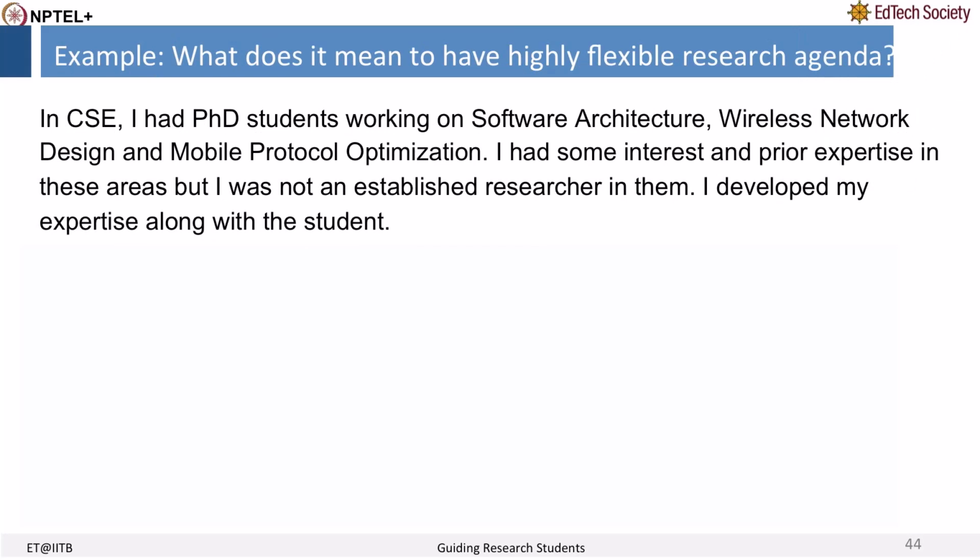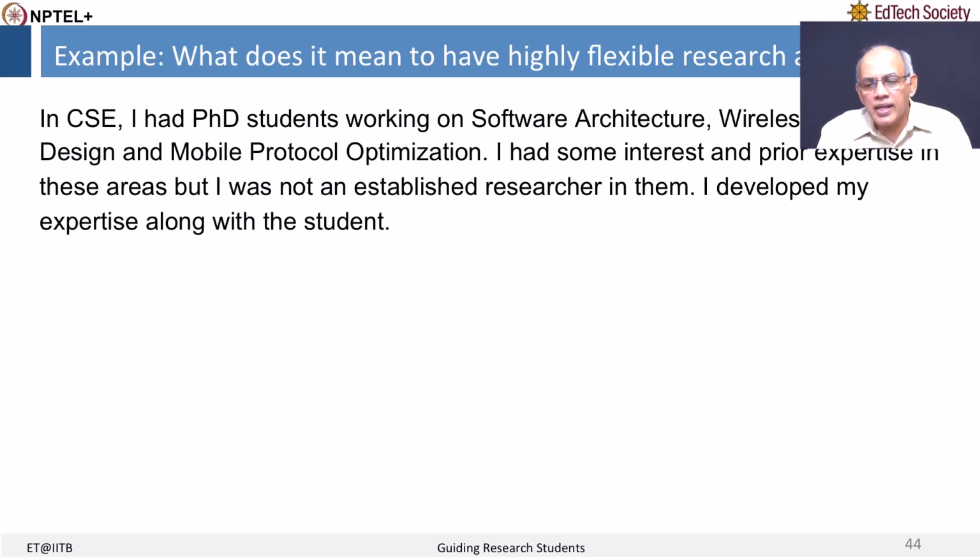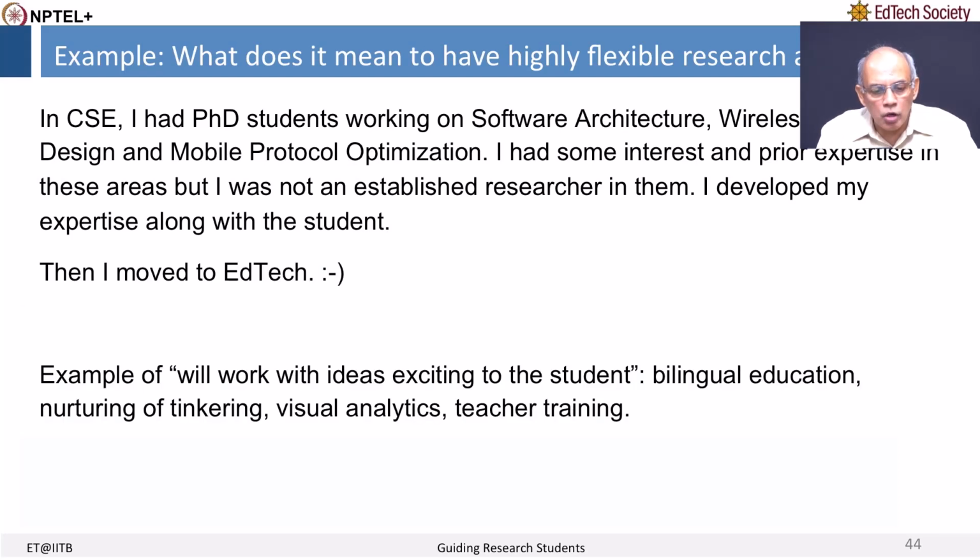Okay. So now what does it mean to have a highly flexible research agenda? In my case, when I was in computer science, I had PhD students working on varied areas. I had some interest and prior expertise in these areas, but I was not an established researcher in them. So I developed my expertise along with the student.